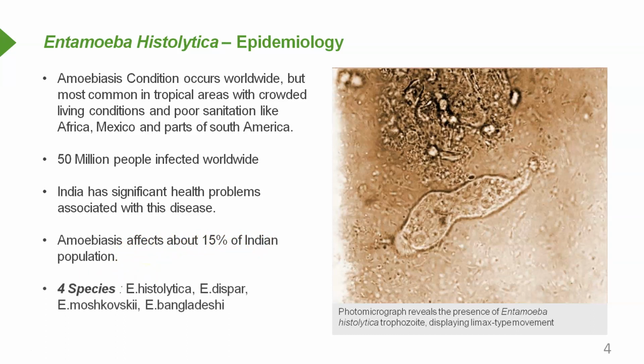There are 4 different species of Entamoeba. They are Entamoeba histolytica, E. dispar, E. moshkovskii, E. bangladeshi. Today in this lecture session, we mainly concentrate and focus on Entamoeba histolytica, which is most common, which causes intestinal amoebiasis.